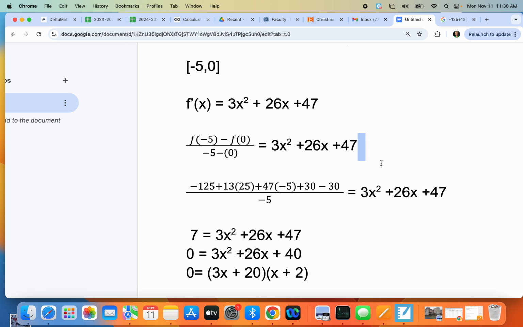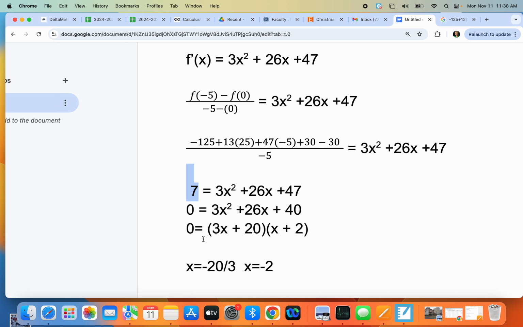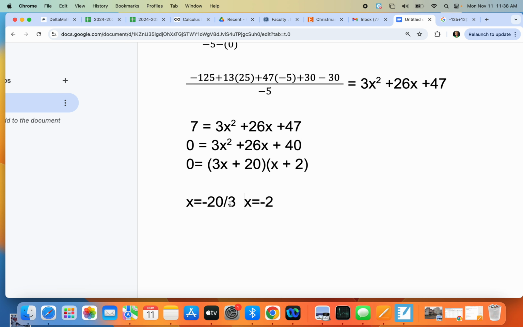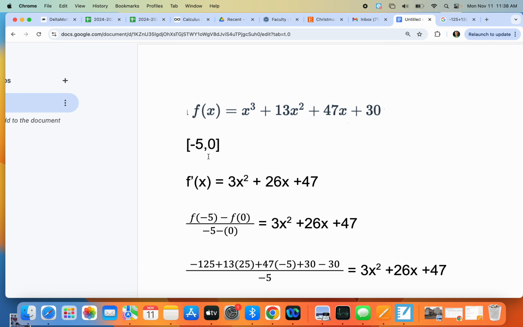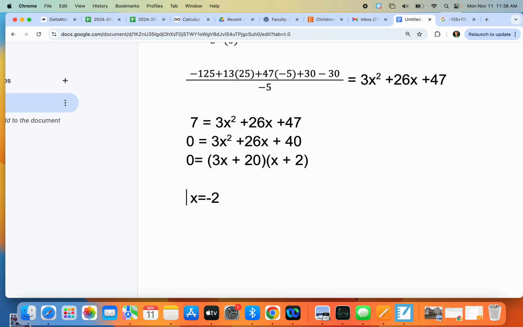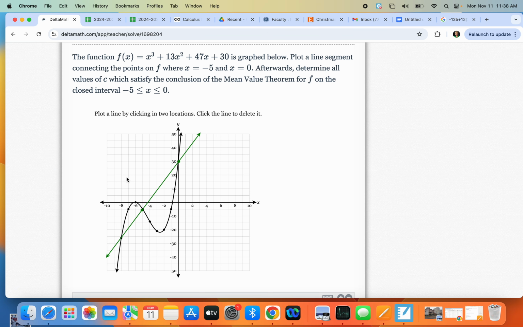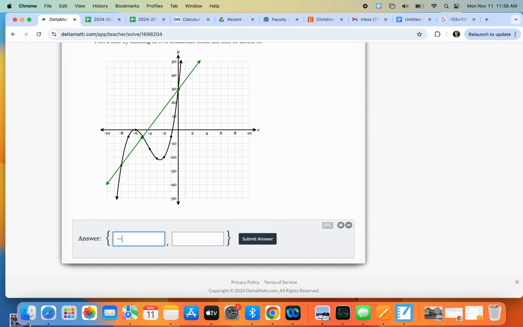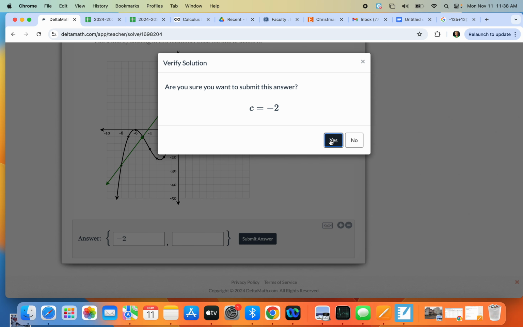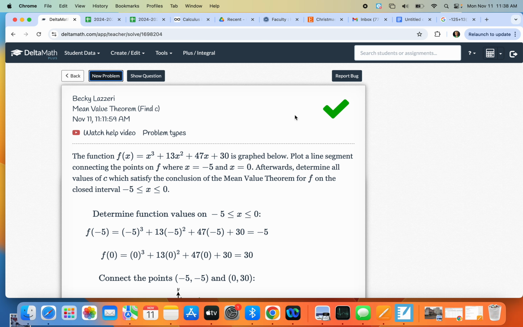So what I did was I finished up the algebra. All of this was 7, and then I subtracted 7, and I factored, and I got 2 answers, but I had to throw away this answer right here, so you're going to see it disappear. I had to throw away that answer because -20 over 3 is not in this domain that they asked me for, -5 to 0. So you'll see I only typed in -2. And in fact, I was prepared to give 2 answers and realized the other one was outside the domain. And so usually you wouldn't even have that second box there unless you needed it.